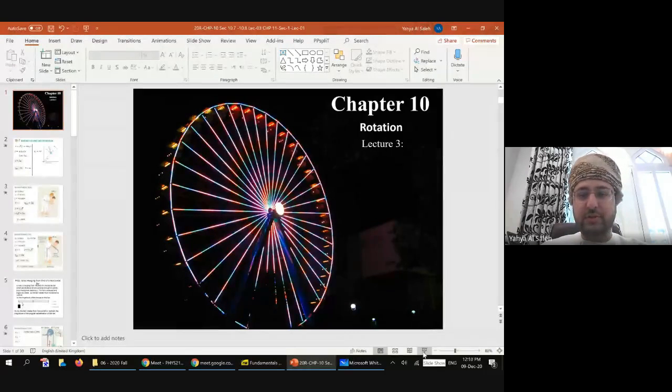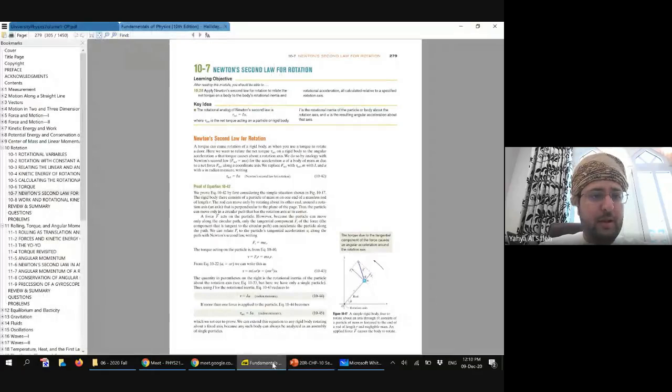In the previous lectures, we spoke about rotation, analogous variables to translational motion. We spoke about relating the linear and rotational variables, kinetic energy, how to calculate the rotational energy, and we spoke about torque. Today, we're going to be talking about Newton's second law again and work again.